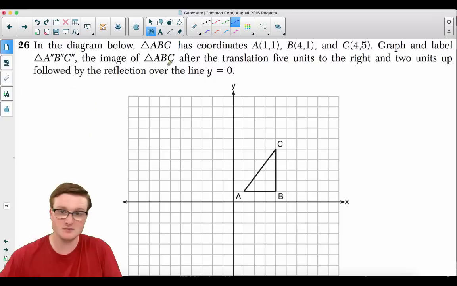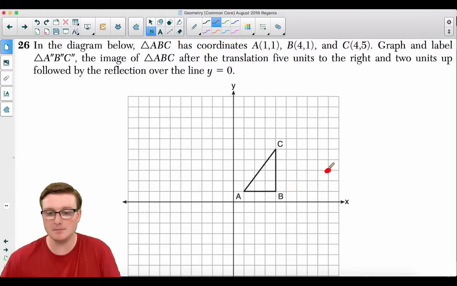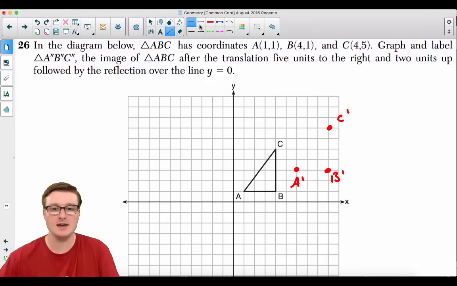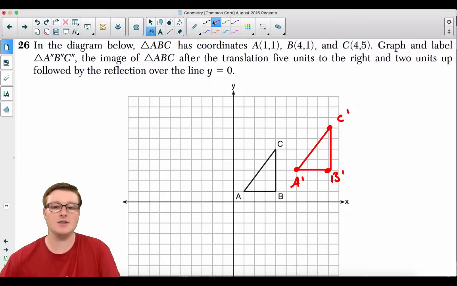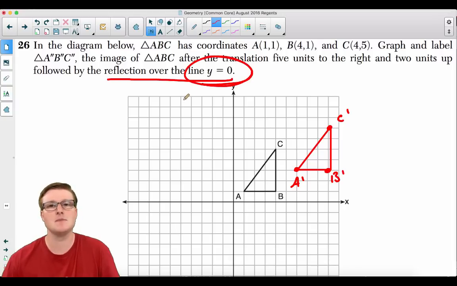So I go to my graph, go 5 to the right, 2 up, 5 to the right, 2 up, 5 to the right, 2 up. So this is triangle A prime, B prime, C prime, okay? And I'm going to connect these points to create my triangle. Now the second part, which is probably the most confusing for students, is to reflect over the line y equals 0. You have to know what y equals 0 is.